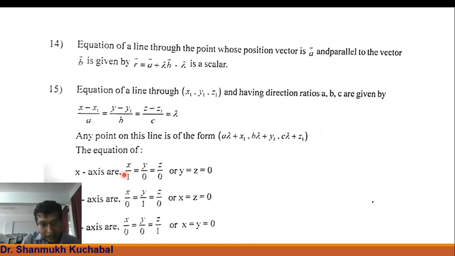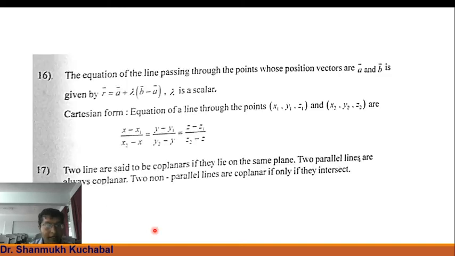Now the equation of the x-axis: the point along the x-axis has that coordinate taken as 1, and the remaining two we have to take as 0. Here the solution is x equal to 1, y equal to 0, z equal to 0. Similarly for the y-axis, y is taken as 1 and the remaining two as 0, so x equal to 0, z equal to 0, y equal to 1. Similarly for the z-axis, x is 0, y is 0, and z equal to 1. Like this it is represented.